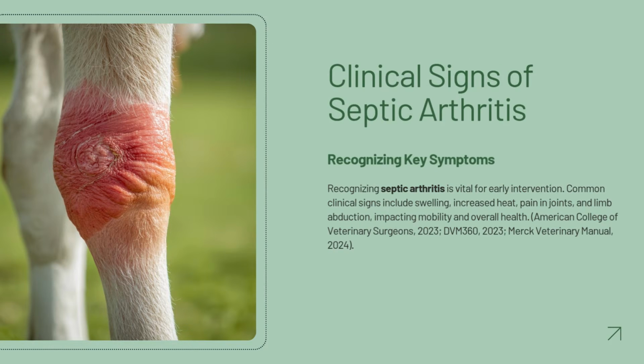Recognizing septic arthritis is vital for early intervention. Common clinical signs include swelling, increased heat, pain in joints, and limb abduction, impacting mobility and overall health. Now, over time, reduced use of the limb leads to atrophy of surrounding myotissue, meaning muscles weaken and decrease in size from disuse.